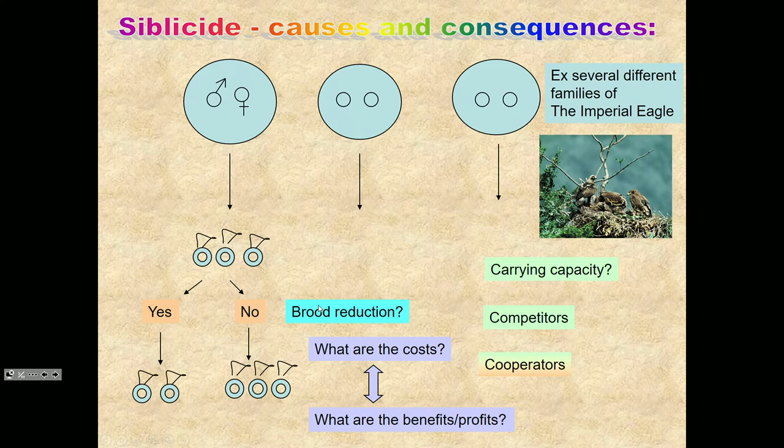I was discussing with a mathematician at a university. We have also applied for research in mathematics and computer science, studying siblicide in a dynamic way. And you can see why this could be good: the parents give birth to young, and there could be brood reduction, yes or no, the brood can be reduced from 3 to 2 or not. And you can discuss the costs and benefits, profits. This could be related in a big way to carrying capacity in the environment. It's related to competitors within the nest, but maybe also between different individuals in the population, and about cooperators. You can be a cooperator if you think about this as a sibling, or you can be a competitor. What are then the costs and the benefits?